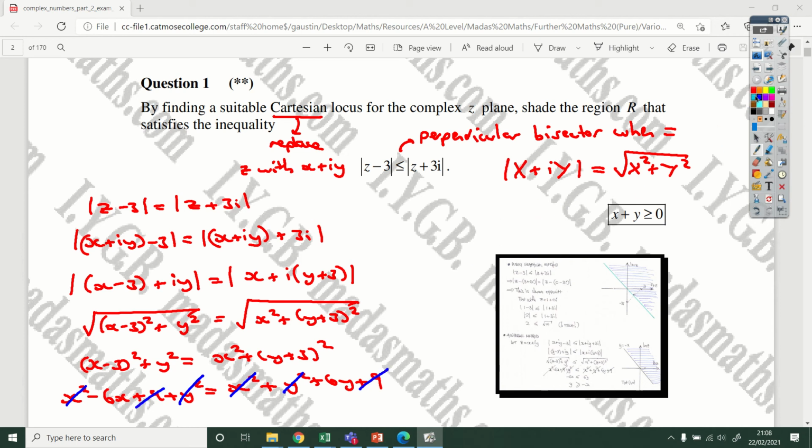Okay, so what have we got now? We've now got 6y equals minus 6x, which is the same as y equals minus x, or as it's given over there, x plus y equals 0. Okay, so now I know what my boundary line is for my locus. I can then draw it and then figure out what's going on with the less than or equal to. So I'll maybe cover over this answer box.